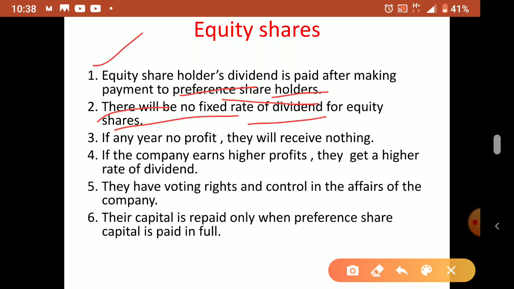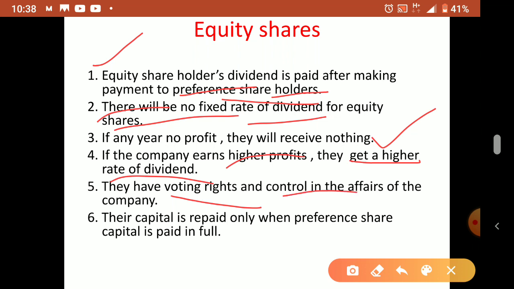If in any year there is no profit, they will receive nothing. If there is a loss, they have to suffer it. They will not get anything. If the company earns higher profit, they get a higher rate of dividend. Understood? If no profit, nothing they will get. If a higher profit, then they will get a higher rate of dividend.